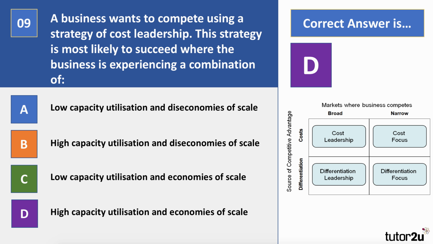And the reason why those are important is that cost leadership is where the business is trying to compete in a large or broad market on the basis of cost. Therefore, economies of scale, where unit costs fall as output rises, are going to be particularly important. So that was the most appropriate combination for that strategy. Answer D. Moving on, 2/3 of the way through now.